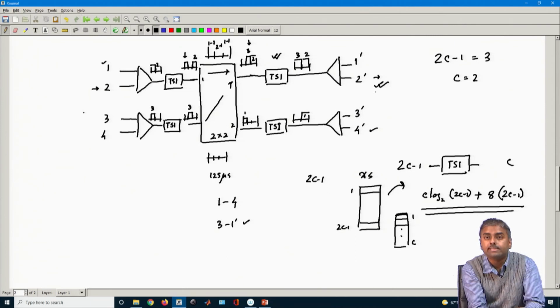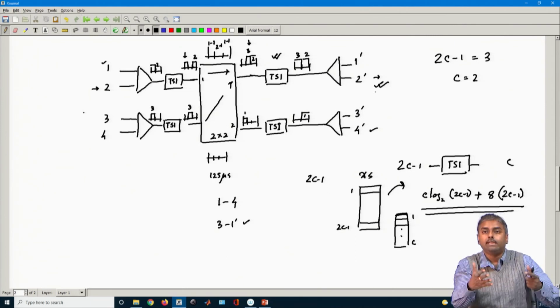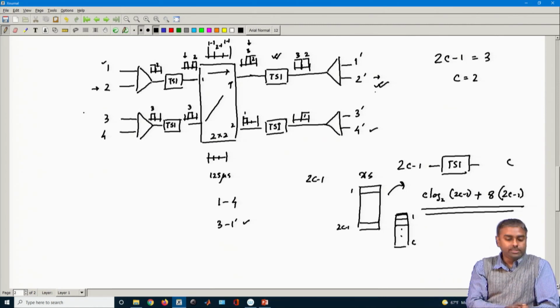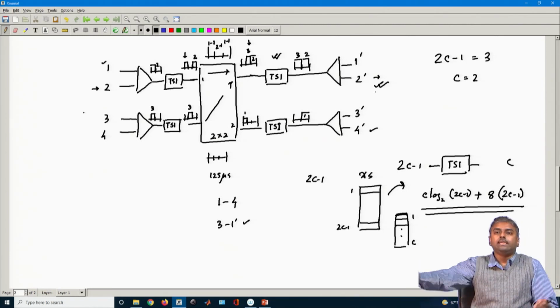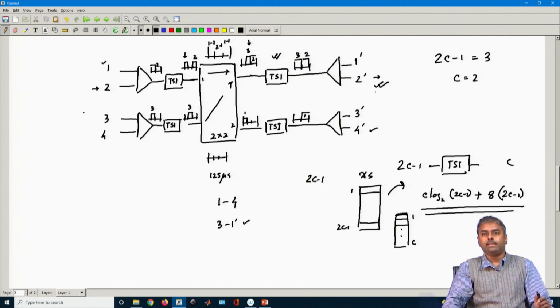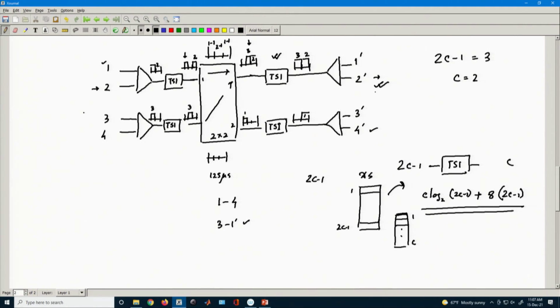Because of this middle stage inflation or expansion of 2C minus 1, I have all the possibilities. So, whichever way I now do switching, it is strictly non-blocking. I do not have to rearrange anything, I can get any kind of switch connectivity blindly if I keep allocating things. So, this is the beauty of a particular TSI or TST kind of switch. First stage T, second stage S and third stage T.